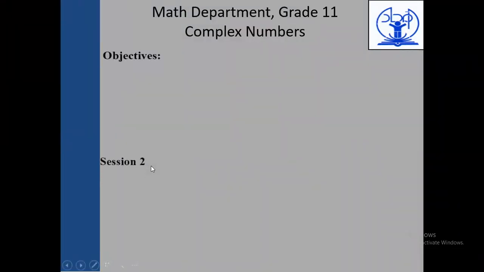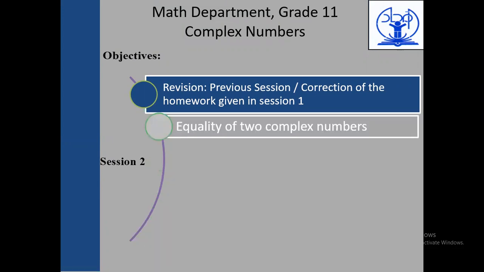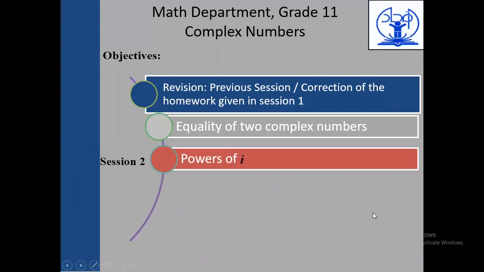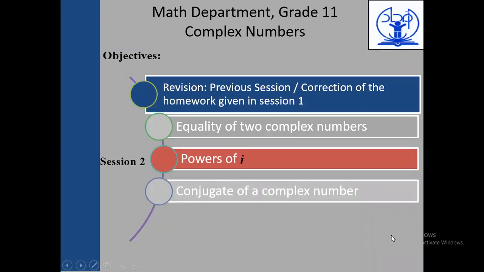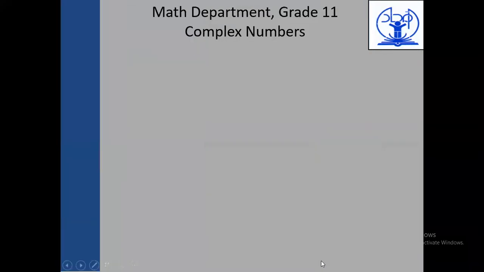The objectives of this session are: first, we start with revision on previous session, correction of the homework given in session 1. We will talk about the equality of two complex numbers. We will talk about the powers of i. We will talk about the conjugate of a complex number. We will also talk about the quotient of two complex numbers.